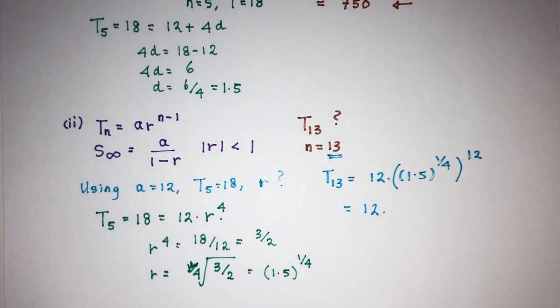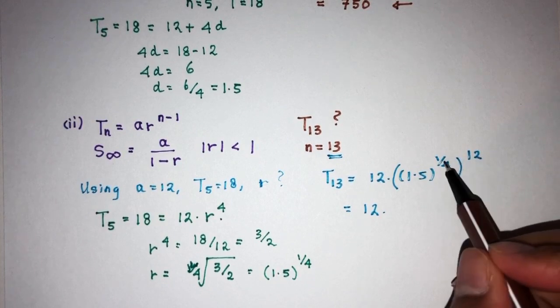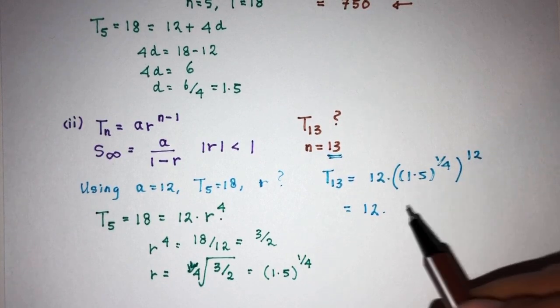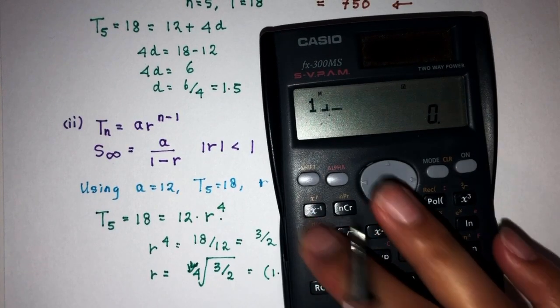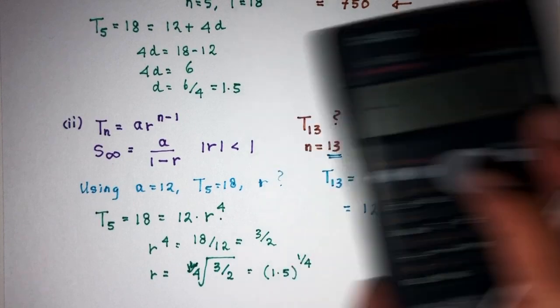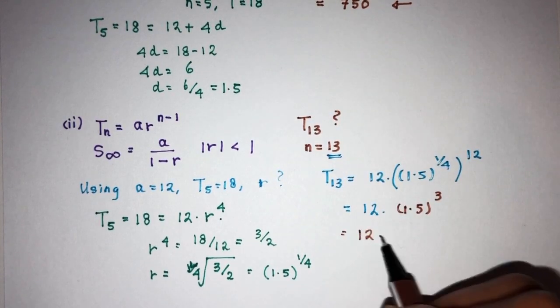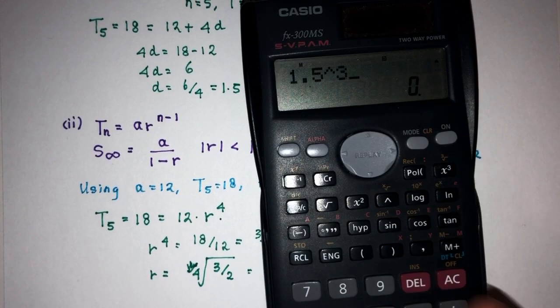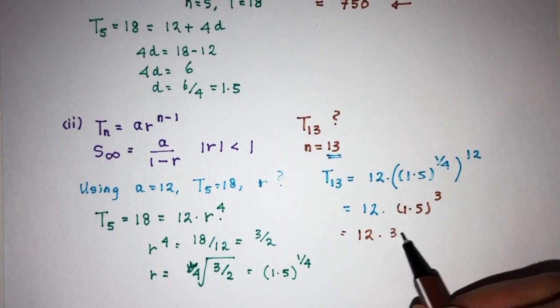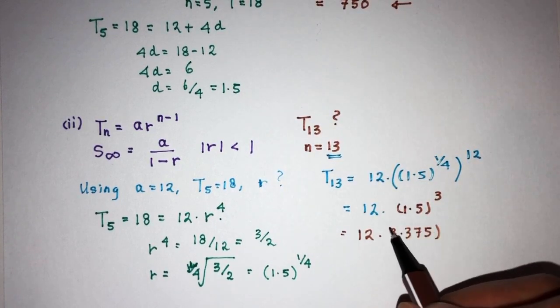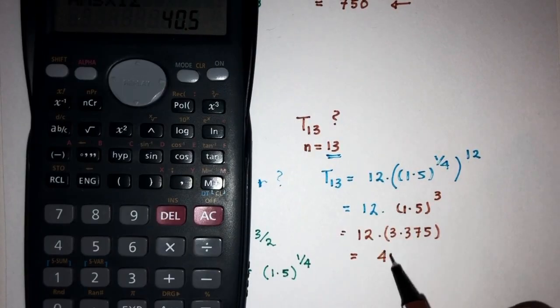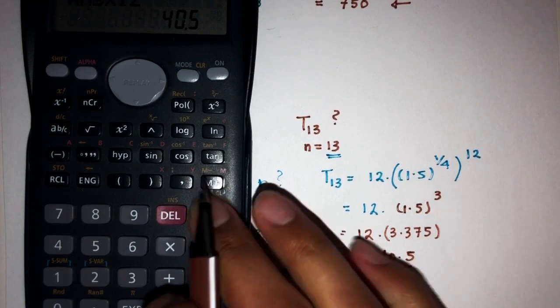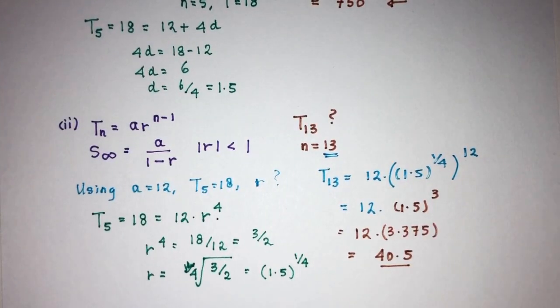By the rules of indices, we just have to multiply these two powers. 1 over 4 times 12 is 3. So you will have 12 times 1.5 to the power 3, which should give you 3.375. Times 12, that will be 40.5. So that will be your 13th term of the progression if it was a geometric progression.